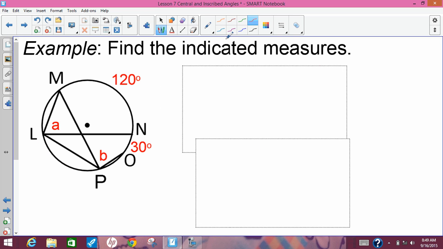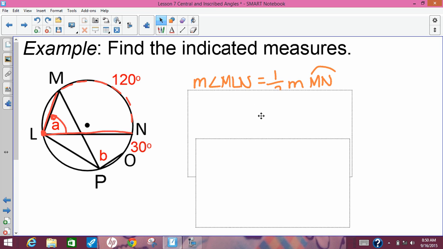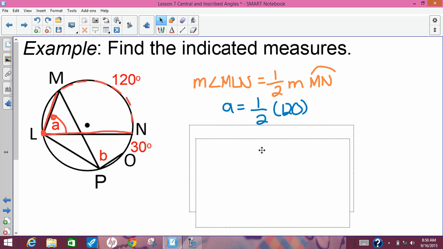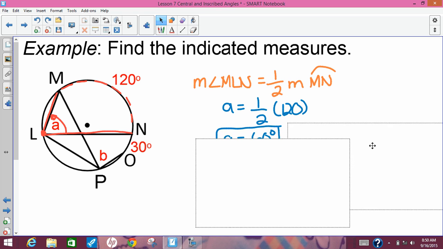We can go ahead and find some values for angles and arcs if they're inscribed. Look at the angle that has the measure A. It has its vertex at L, with side LM and side LN, and it corresponds to this arc that's 120 degrees. So we have an inscribed angle whose arc is 120 degrees. We take the relationship that the angle is half the measure of the arc, plug in the measure of the arc, and find that A is 60 degrees.